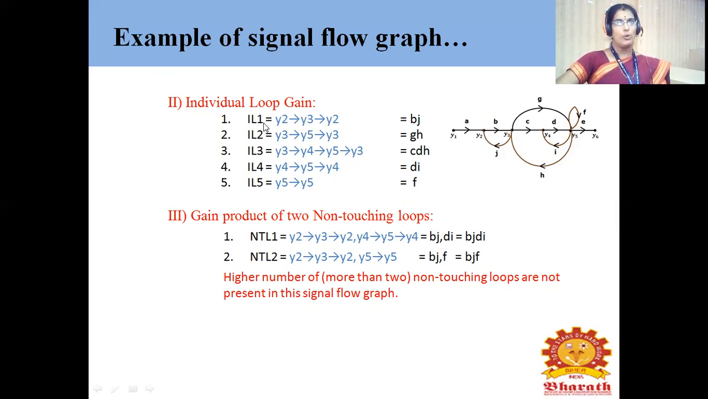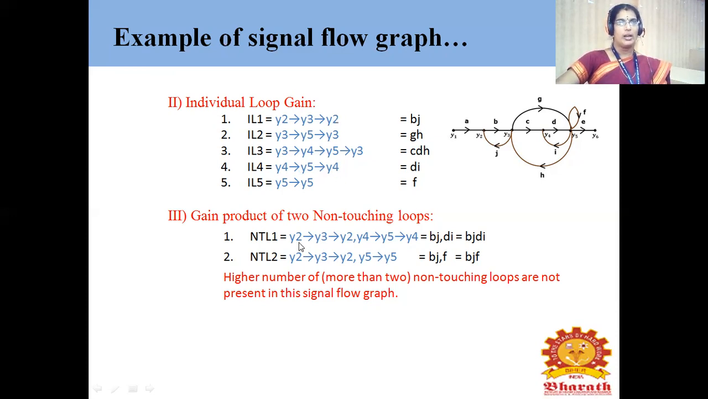If I'm considering individual loop 1, it is Y2, Y3, Y2. There are 2 nodes only, Y2 and Y3. If I'm comparing this first individual loop with the second one, there is a common node called Y3. So it cannot be considered as a non-touching loop. If I'm comparing IL1 with IL3, there is also a common node Y3. So it is not a non-touching loop. Then I'm moving on to the fourth one. I'm comparing IL1 with IL4. We are seeing here Y2, Y3 are the nodes. Here Y4 and Y5 are the nodes. So these 2 individual loops do not have a common node. So this can be considered as a non-touching loop.